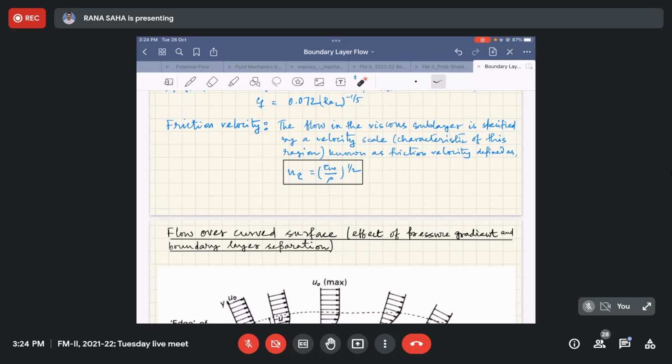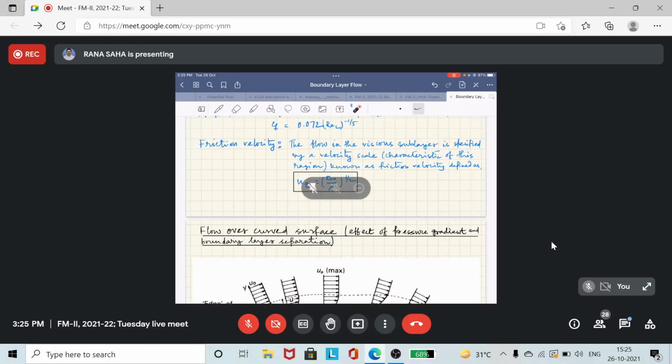Slowing down for drag calculation. What is drag? So slowing down. What slowing down? So slowing down by the wall shear stress.